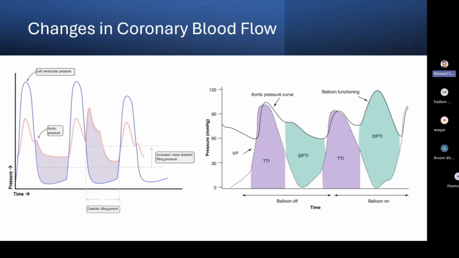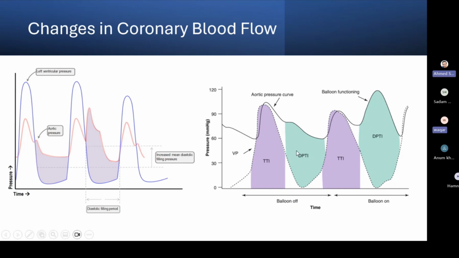So the idea of the intra-aortic balloon is to increase this area under the curve, because it is a surrogate for coronary perfusion. If you increase it like this, it will increase the coronary blood flow. This is the idea of the intra-aortic balloon: to increase the coronary perfusion, because diastole is the time for coronary filling, mainly for the left ventricle, the left coronary artery. It fills during the diastole.